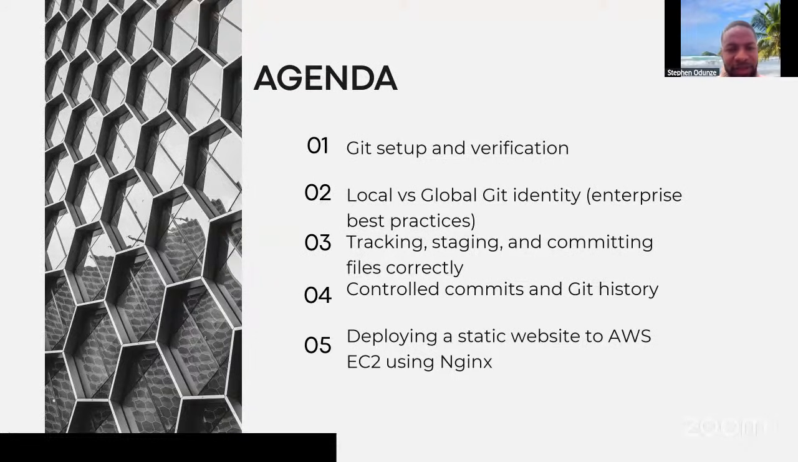So the agenda is for us to set up our GitHub and create the verification. Also, we'll be creating our local and global Git identity, which is best practice in enterprise. And we'll be tracking, staging, and committing our files correctly. We'll also have a controlled commit and Git history checks on these processes, and we're deploying a static website to our AWS EC2 instance using Nginx as our server.